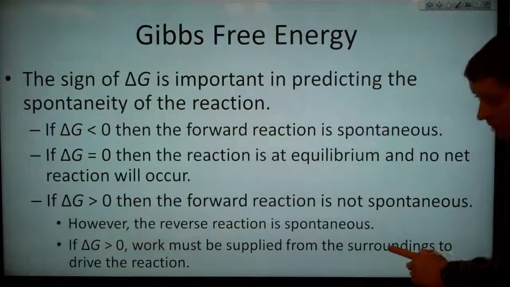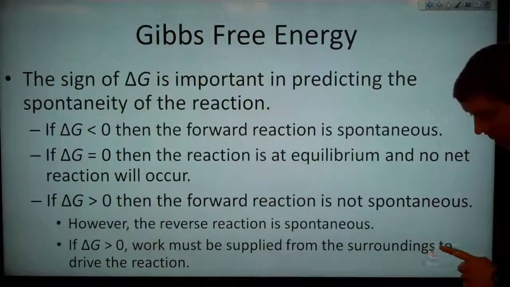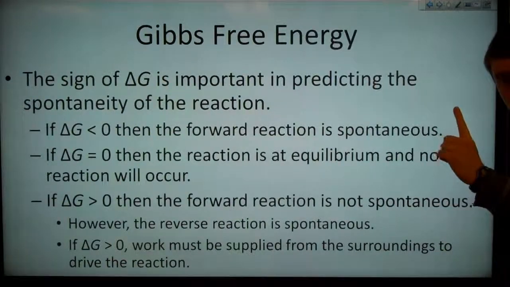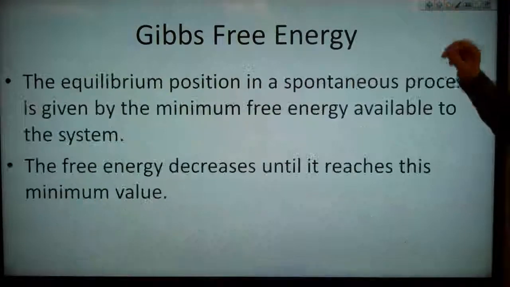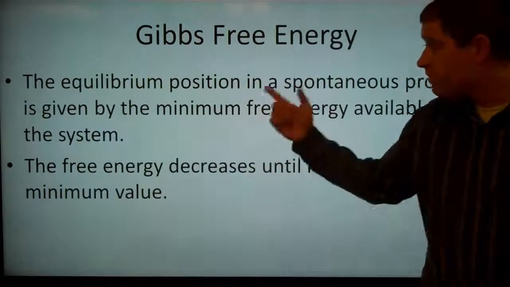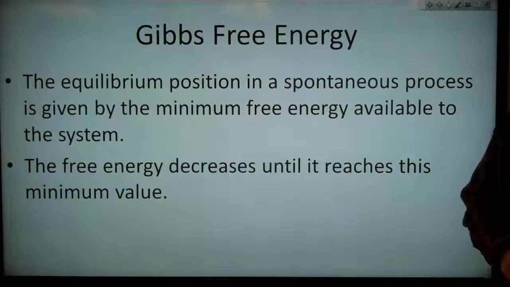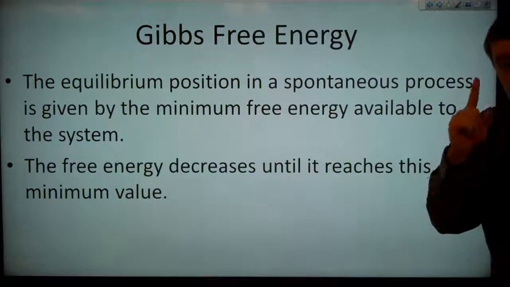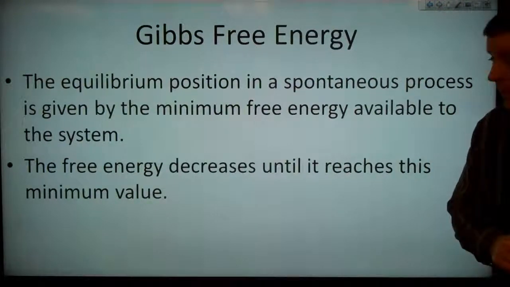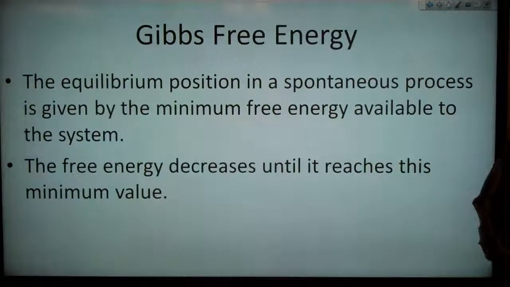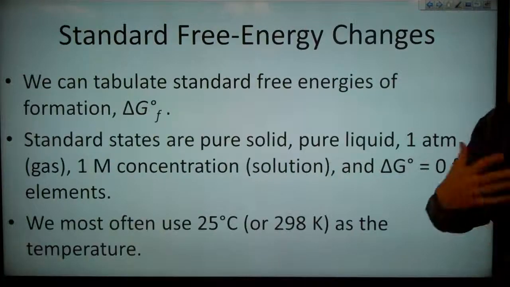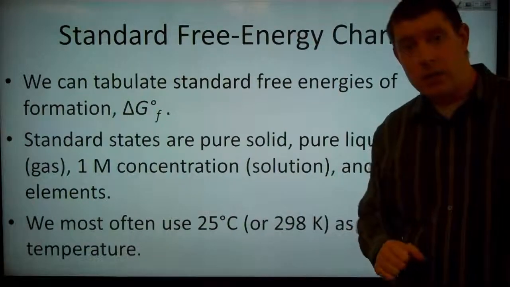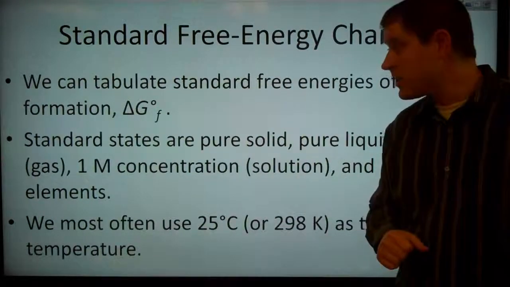So if delta G is greater than 0, then work has to be supplied from the surroundings to drive the reaction forward. We can still get that reaction to go, but we have to push it using some energy from the surroundings. So the equilibrium position in a spontaneous process is given by the minimum free energy available to the system. That point at which delta G is equal to 0. So the free energy decreases until it reaches this minimum value, and then nothing else happens because now we're at the minimum value. And going anywhere from there would require a delta G that was positive.